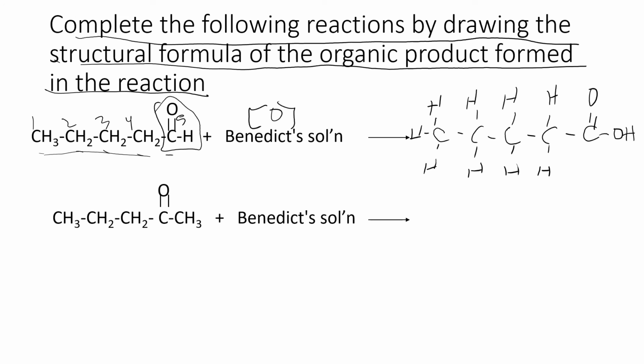And I wrote in the problem organic product because you don't have to worry about what happens with the Benedict reagent, the actual formula of what it forms. But do know the color. Benedict's is blue. And when it reacts to form a carboxylic acid, this could be either green or an orangish red color.